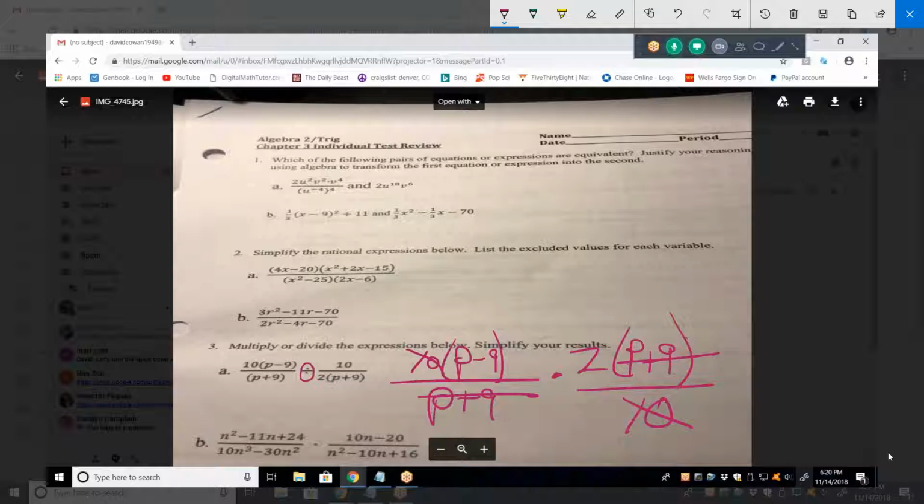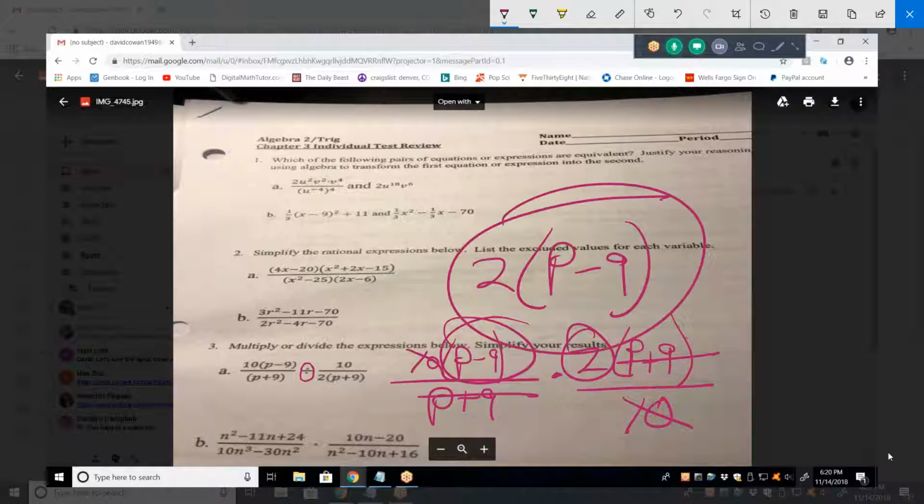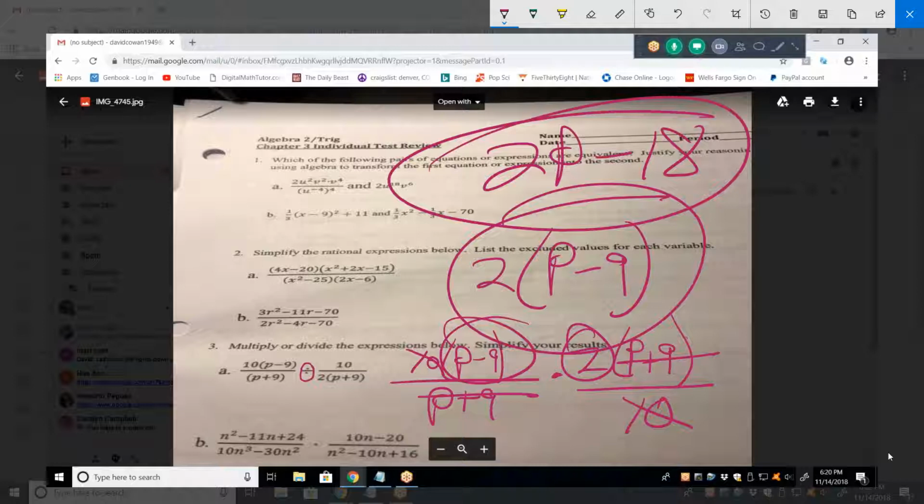So the only thing I have left over is 2 times p minus 9, because I didn't get rid of the 2, and there's p minus 9. And that's your answer. And if you want to multiply those together, that's fine. It's 2p minus 18. Either one of them probably will suffice.